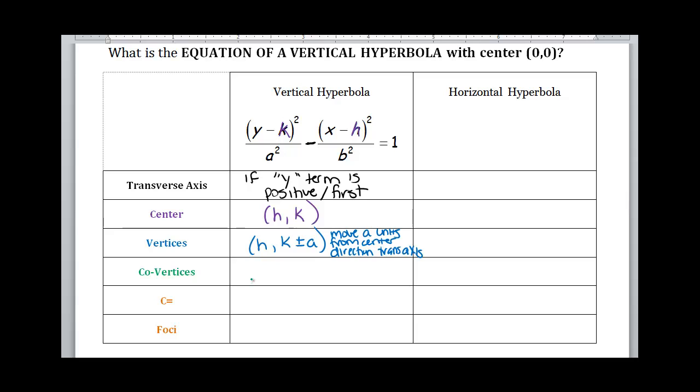For my co-vertices, this is still going to come from b, but now we want to go the opposite way. So we would want to go horizontally, and therefore add and subtract b to the x value of my center, h. Now again, from the graph, this means I would move b units the opposite direction.